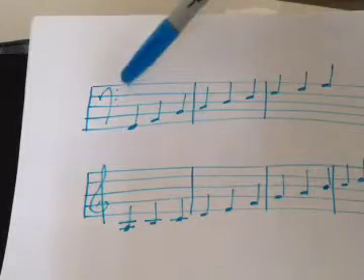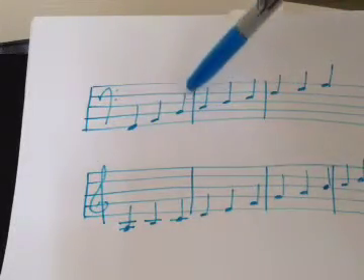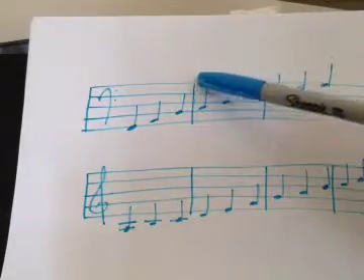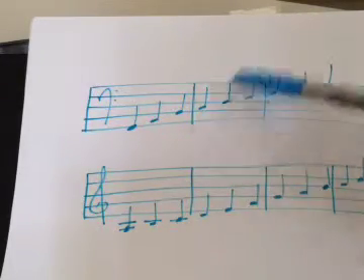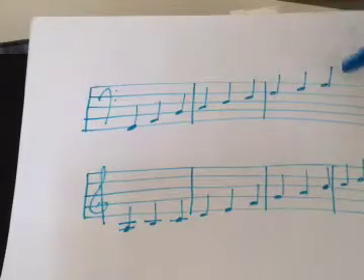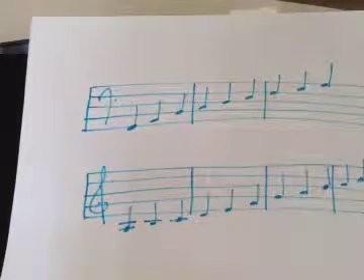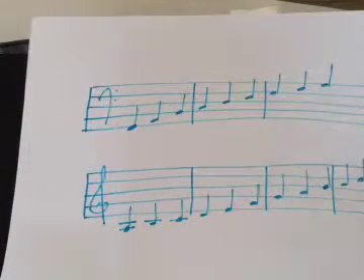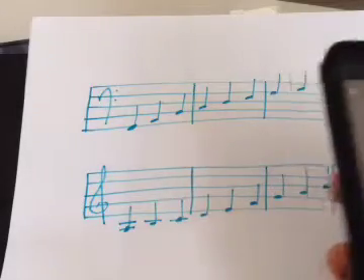And notice I've made quarter notes on each of our notes. And I've made quarter notes on each of our notes here. I've added the measure lines. So we've got three measures up here, four measures down here. And then we're going to set our metronome to 40. Turn it on.